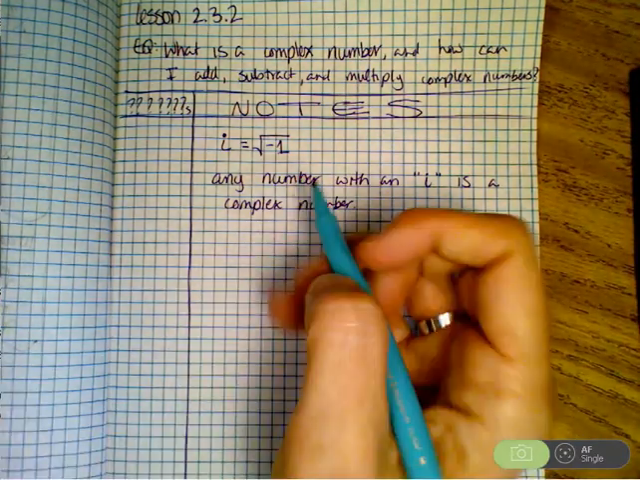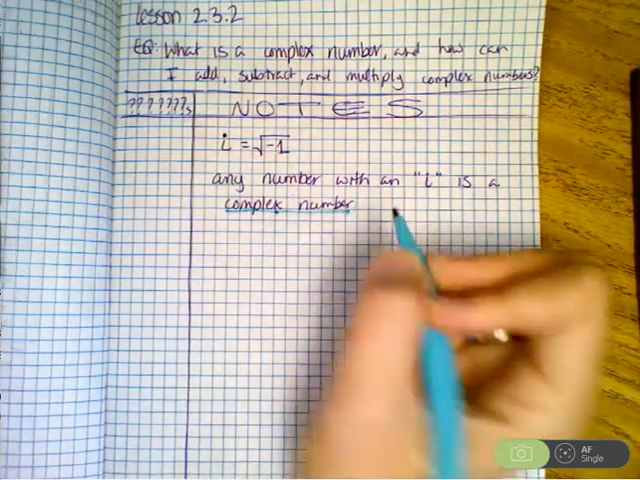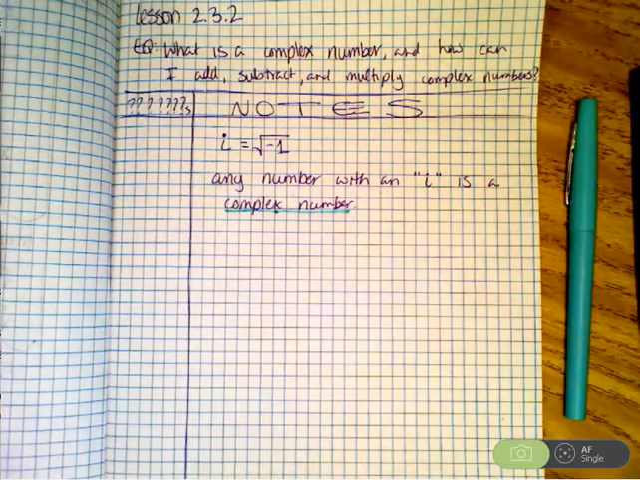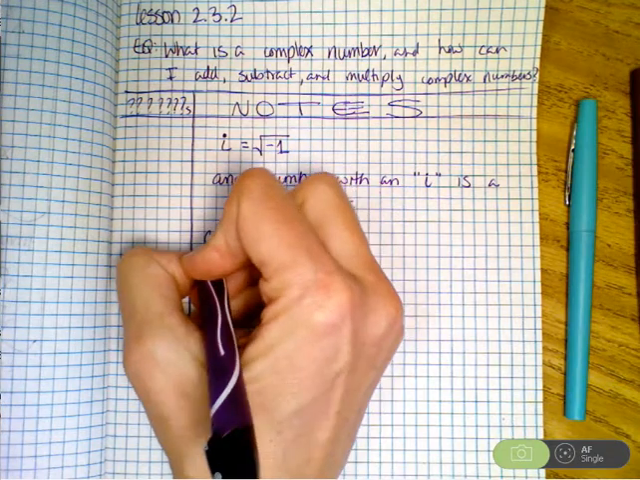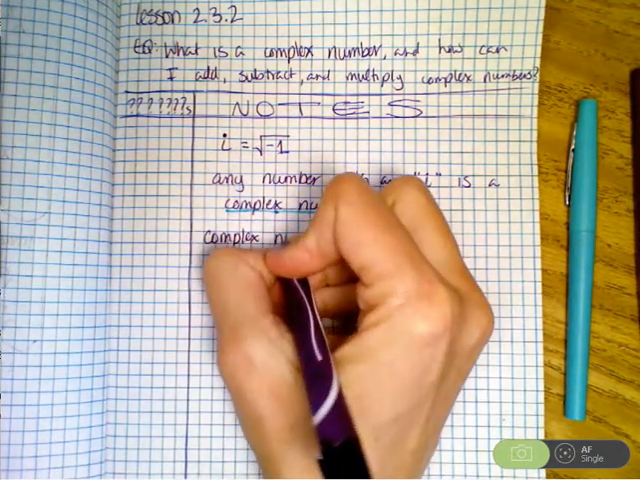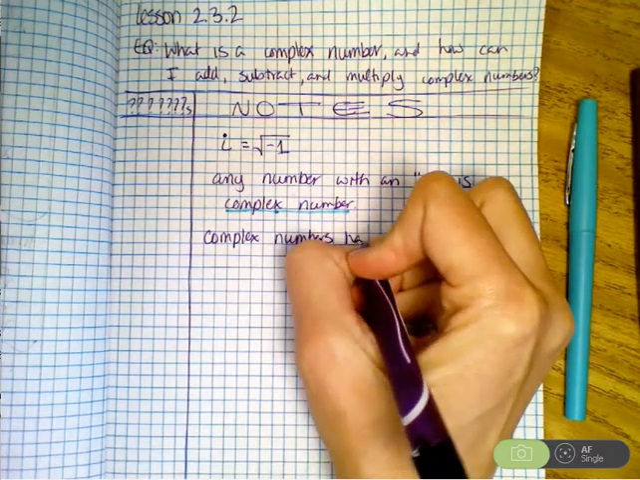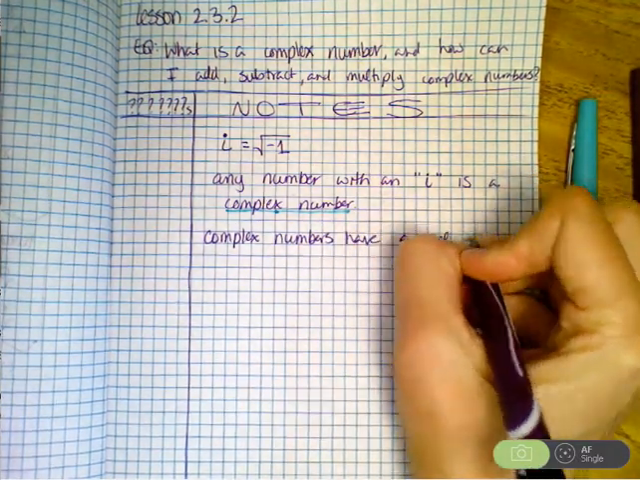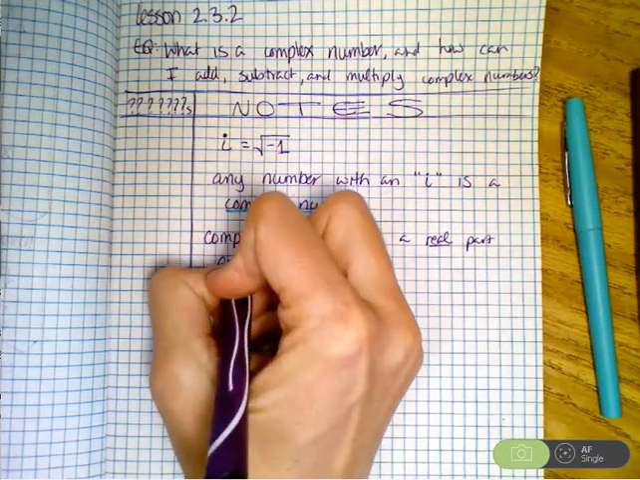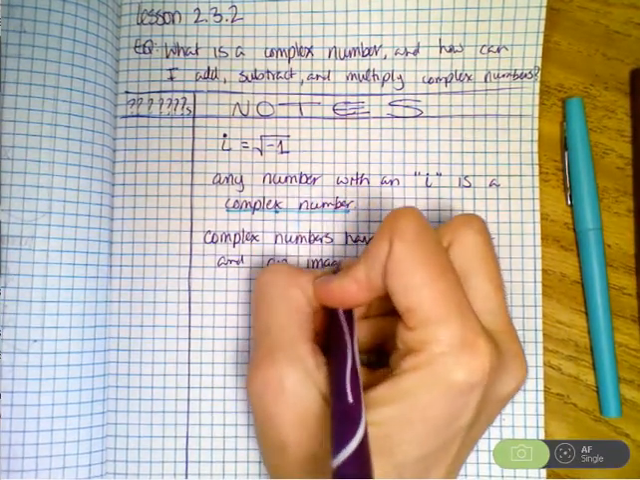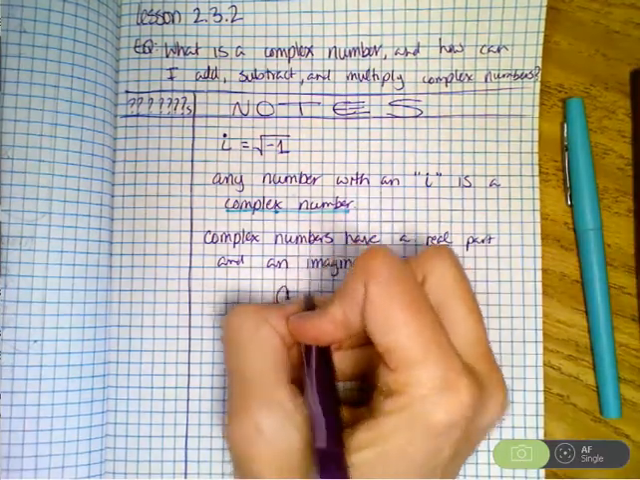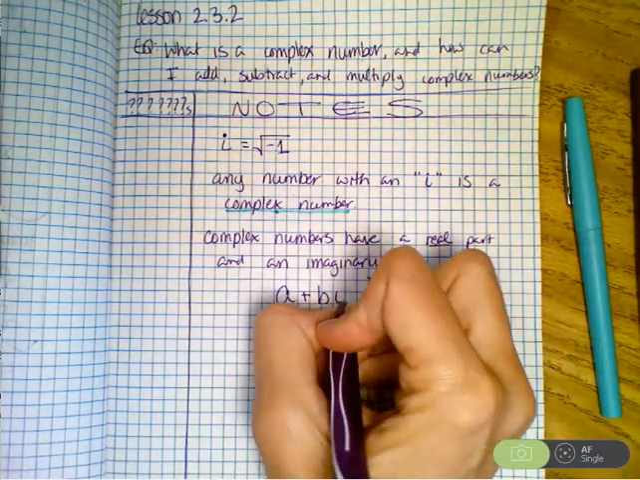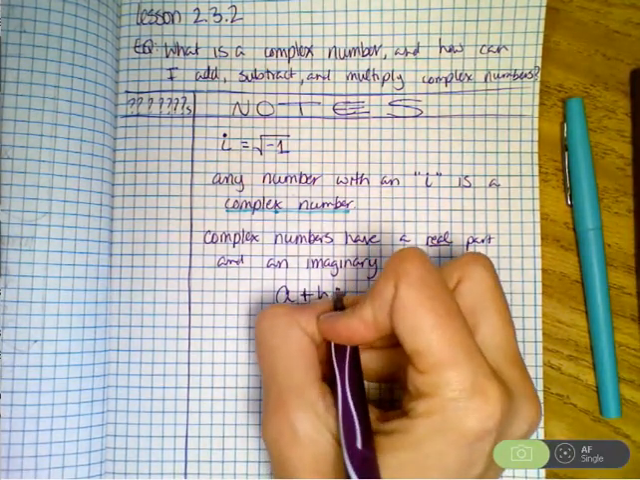If you have a number with some imaginary part, that imaginary part automatically makes the number complex instead of being a real number. So imaginary numbers are complex parts. Any complex numbers always have a real part and an imaginary part. And we use a plus bi to represent complex numbers.